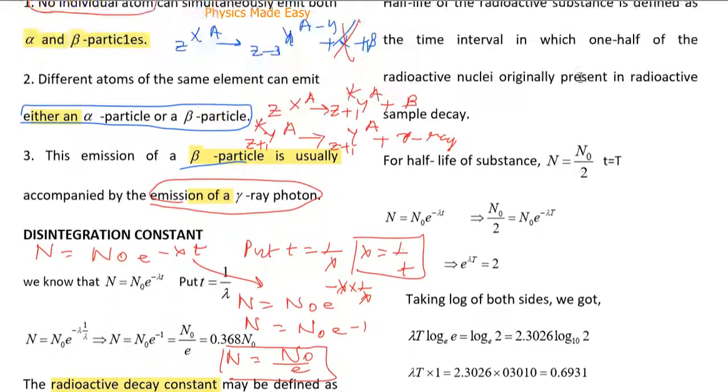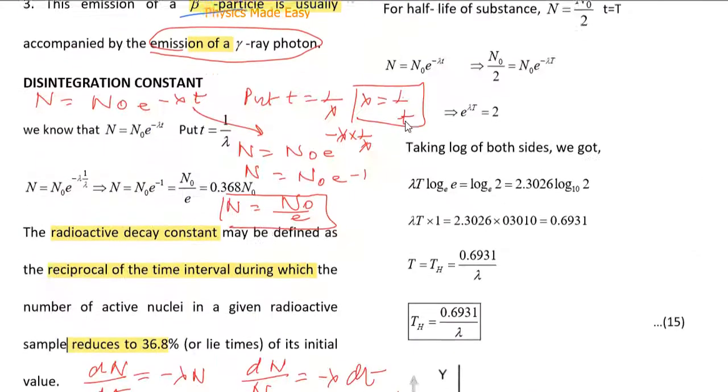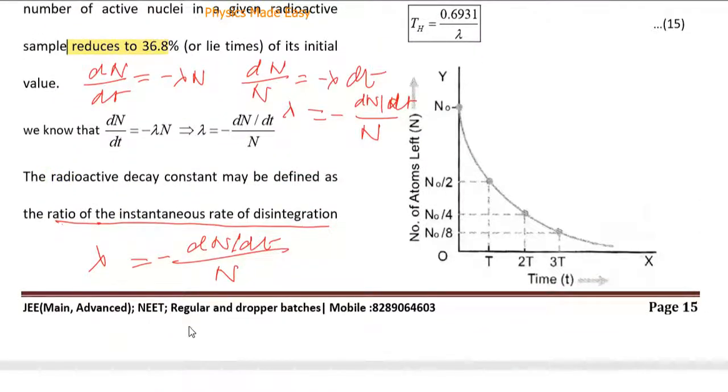So in this way, the decay constant can also be defined as the instantaneous rate of disintegration divided by the number of active nuclei present at that time. N is the number of active nuclei present, and dN by dt is the rate of disintegration.